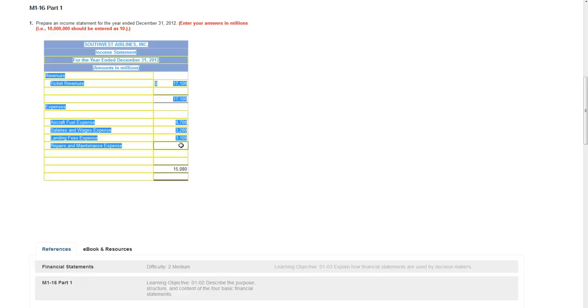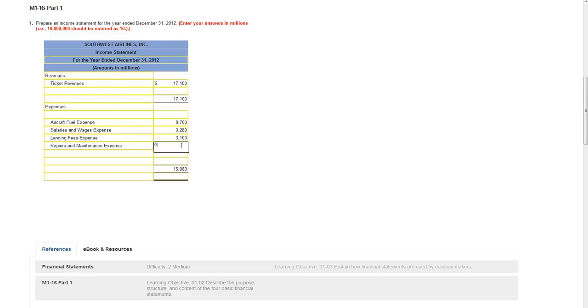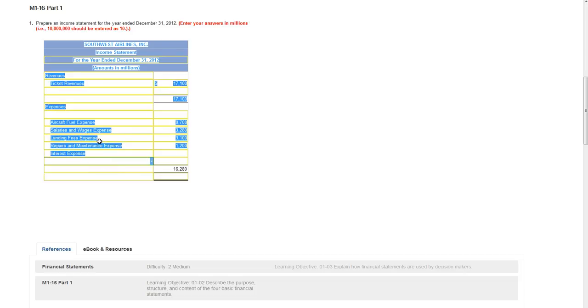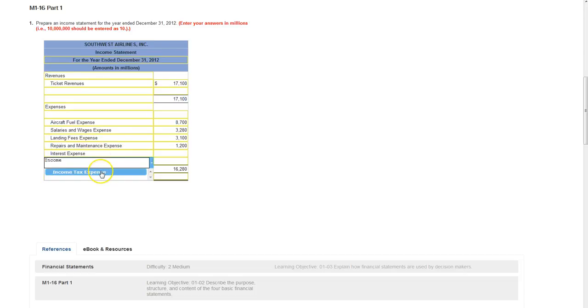And that is $1,200. Oh, let's enter that correctly. Now we're down to income tax expense and interest expense. We're going to list interest expense first, and the reason is that you'll find out later on, when we're doing more complicated versions of the financial statements, that we always save income tax for last. So let's put interest in there at $130 and income tax at $260.